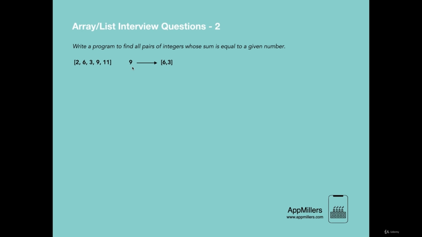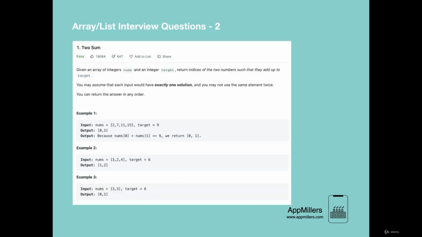Now this is the same question as LeetCode question number 1, Two Sum. Here the problem statement says that given an array of integers and an integer target, return the indices of two numbers such that they add up to the target. Here you see that they give 3 examples. In the first example, the input is like this and the target is 9. You see that the output is 0 and 1. So here they are returning the indices of the elements.